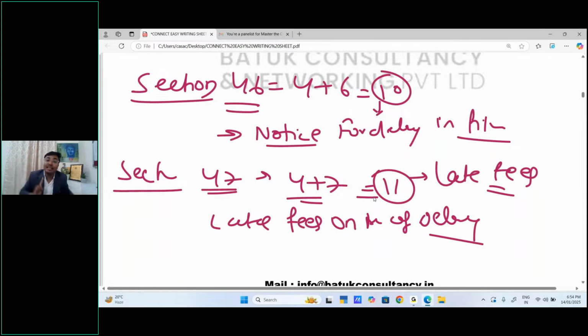10 was the due date to file the GSTR 1 return, but if you do not file the return by 10, in such a scenario the departmental authority may issue a notice for delay in filing. So this section number 46 is related to delay in filing the return.